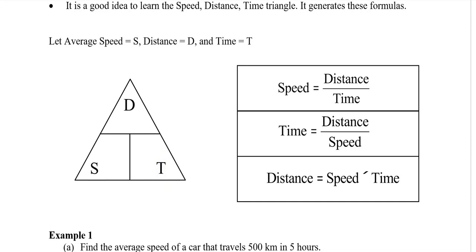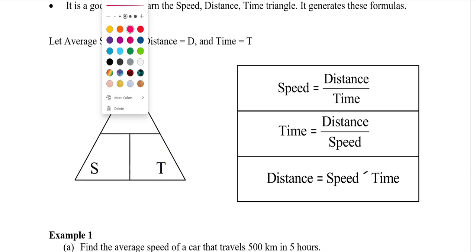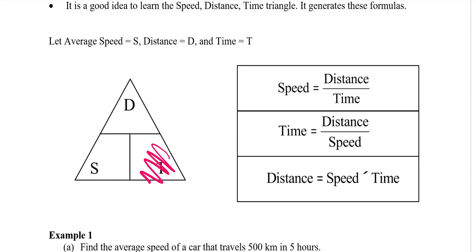Whereas if I wanted to know time, I would cover up the time letter and it would be distance over speed. And finally, if I wanted to know distance, I would cover up the distance, and because the speed and the time are next to each other, I would times them. It would be speed times time. So they are the formulas that you have here in the box. You need to know all three of them, or you can have the triangle on your study sheet to help you memorize those formulas.